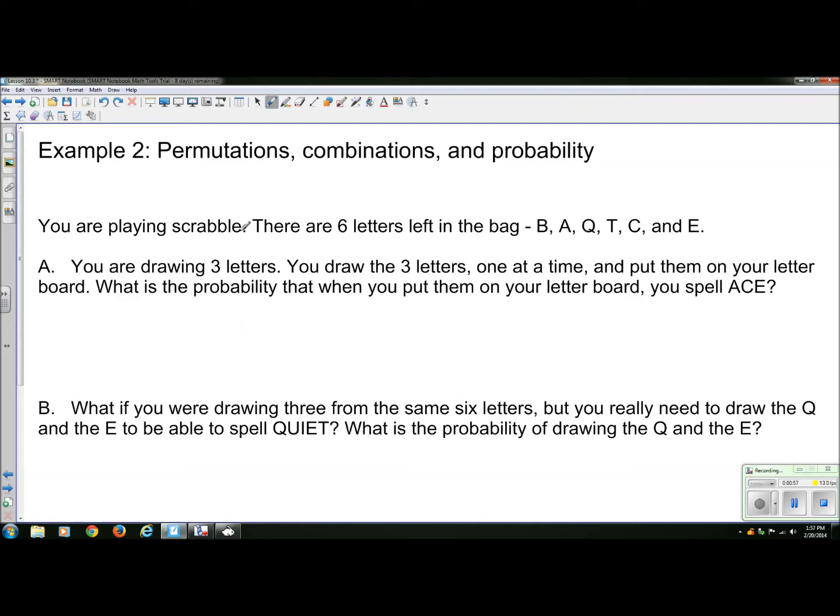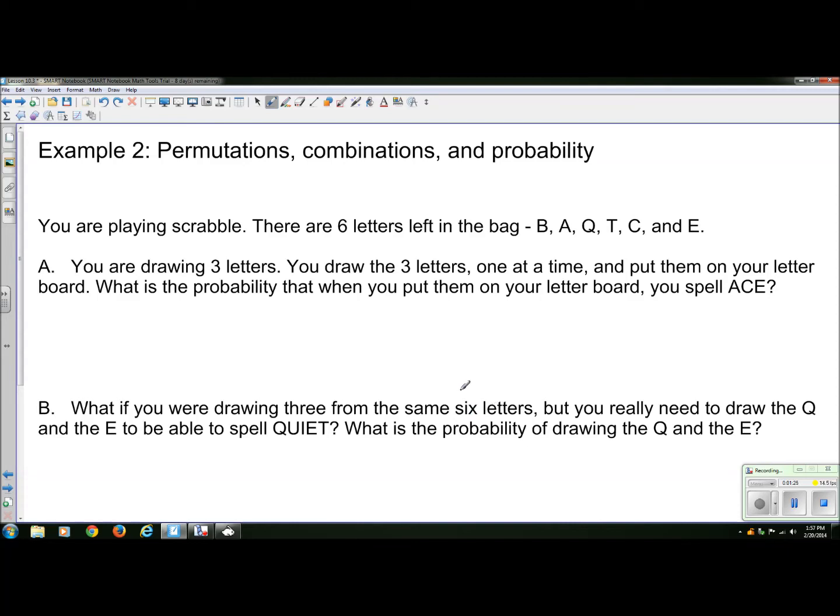Let's say you're playing Scrabble, and there are 6 letters left in the bag: B, A, Q, T, C, and E. And let's say that you're drawing 3 letters one at a time, and then you put them on your letter board. I'd like to know the probability that when you pull them out and put them on the board, you spell ACE in that order. In other words, you pull the A first, and then the C, and then the E.